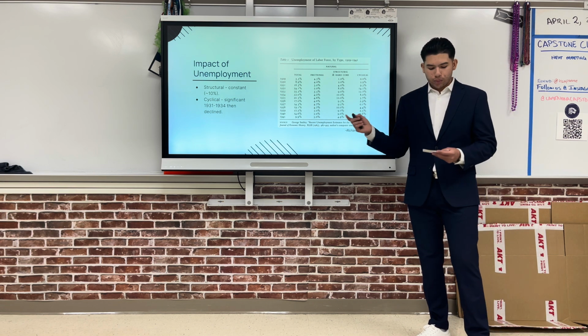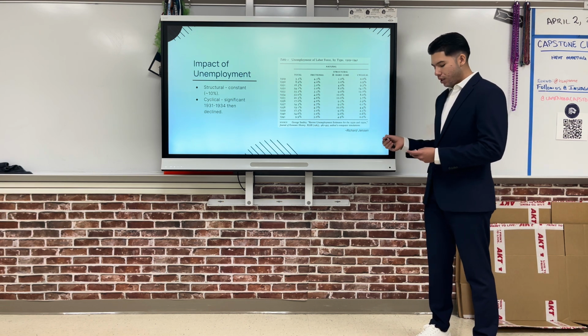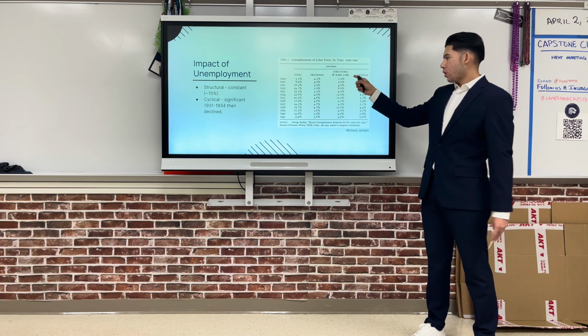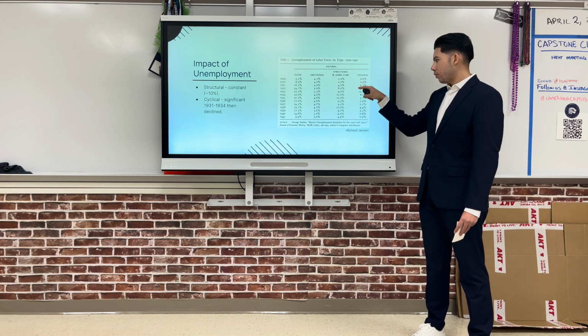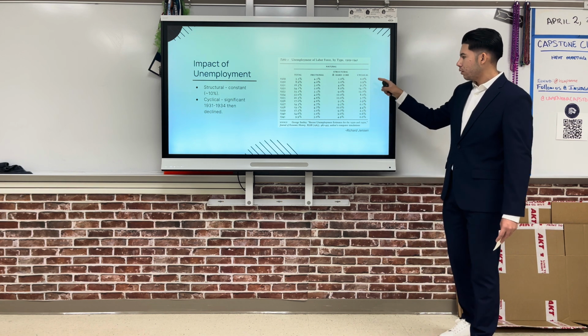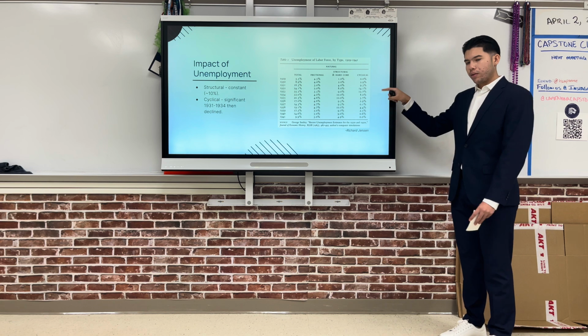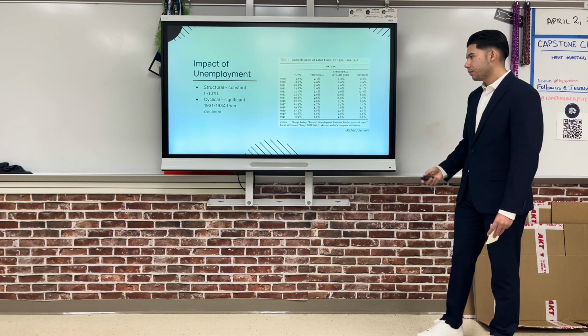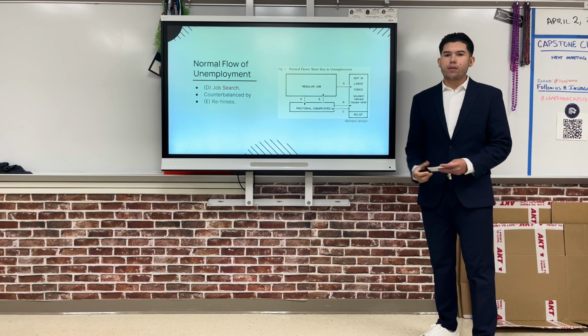Moving on to the impact of unemployment, according to Richard Jensen from the Journal of Economic History, as shown here, structural unemployment was right under 10% throughout the period of the Great Depression, and cyclical unemployment was very significant through the early 1930s, but slowly after that it started to decrease. Now, how does the Great Depression affect unemployment?